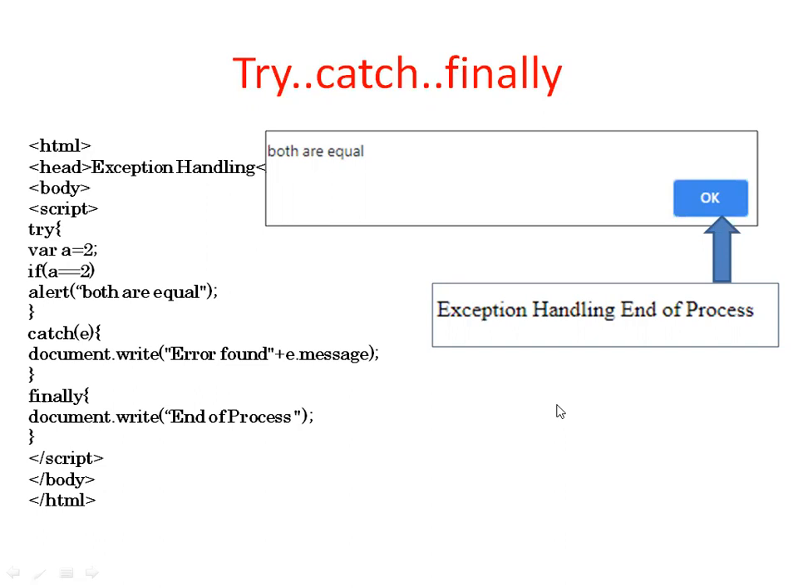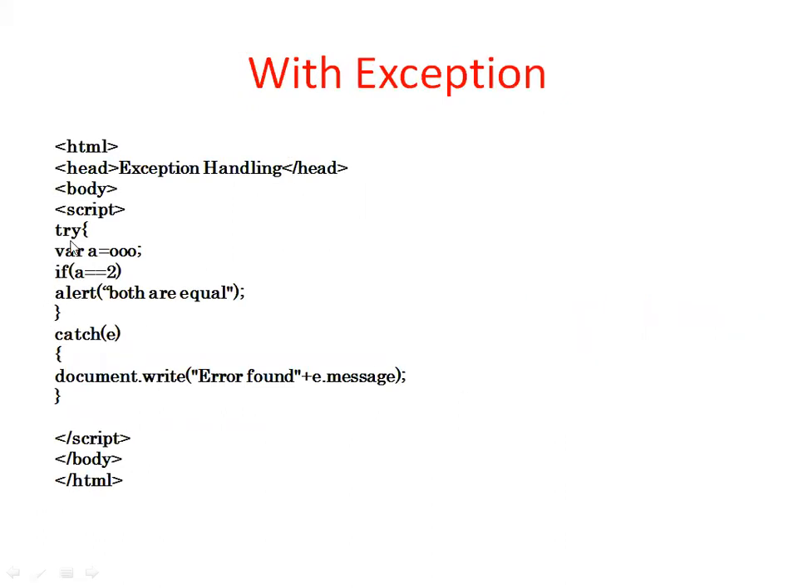Okay, so let me see JavaScript with exception. Here inside the try, we have var a equal to 3 o's. We have written o three times. If it is a string, you should use double quotes. Here we are defining a sequence of characters, but without double quotes, so we can say it is an undefined data type.